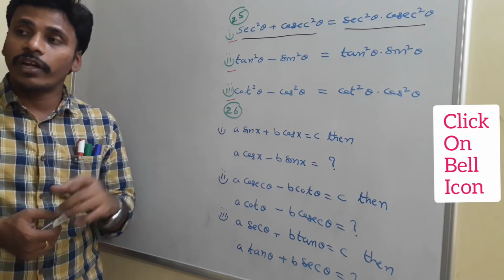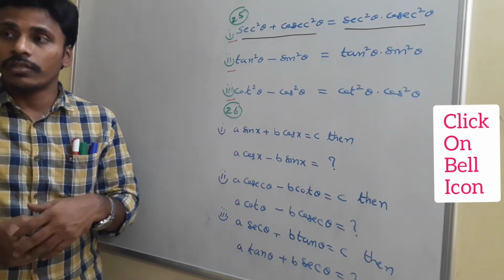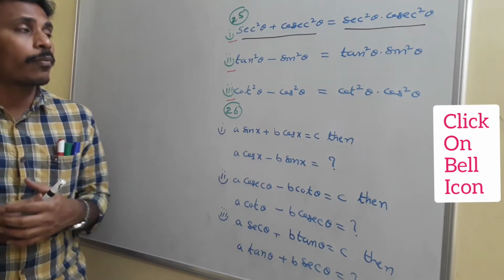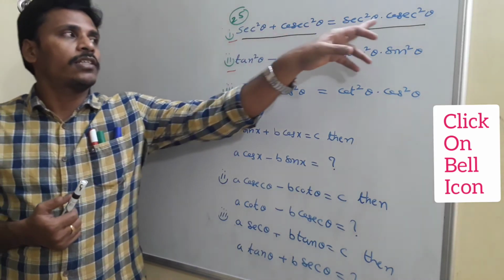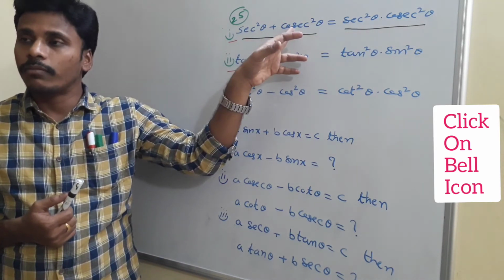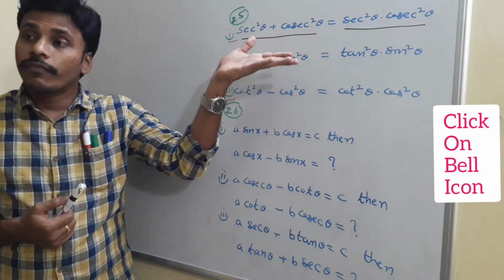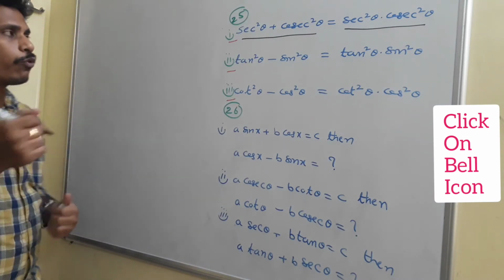On the left side, we are adding secant square theta and cosecant square theta. But when we look at the right side, they are the product of secant square theta and cosecant square theta. It really looks like magic, because it is rare that the sum of two numbers equals their product. But for secant square theta and cosecant square theta, it happens. And now I am going to prove that one.